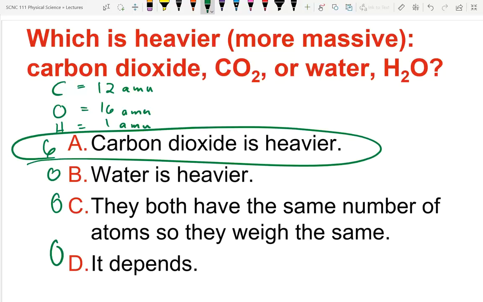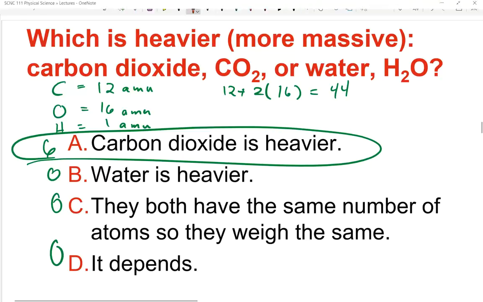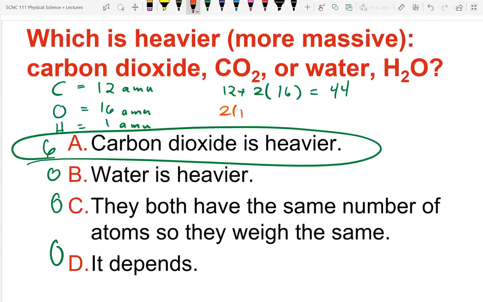Carbon dioxide is going to be 12 plus 2 times 16, right? Because it has 2 of the oxygens. And so that's 32 plus 12 is 44. Water is going to be 2 times 1 plus 16 is equal to 18. So you just didn't add the extra one when there were 2 of them. All right, so it's a very clear difference.